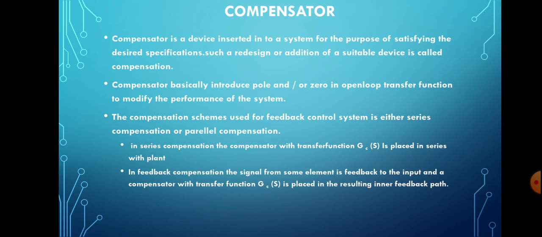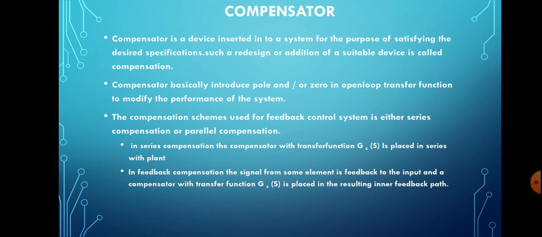We will be given a system, and we should design a linear system with the desired specifications. For designing such systems we will insert some components, and sometimes the specifications will not be attained by a particular design, so we have to redesign the system by adding different components. Such a process is called compensation. A compensator basically introduces a pole and zero, sometimes only a pole or zero, in the open loop transfer function to modify the performance of the system.